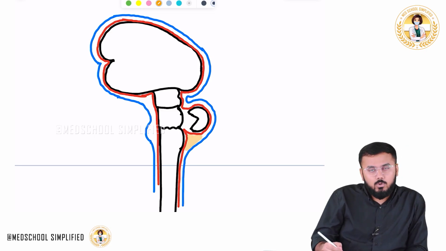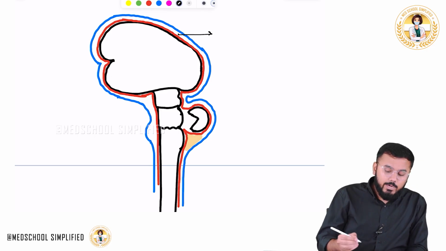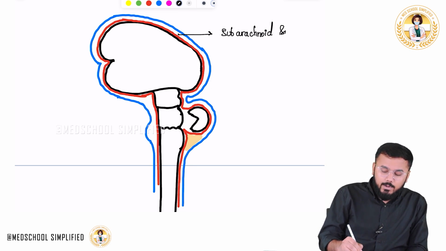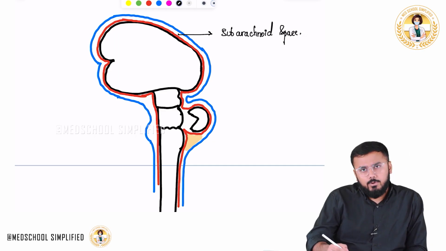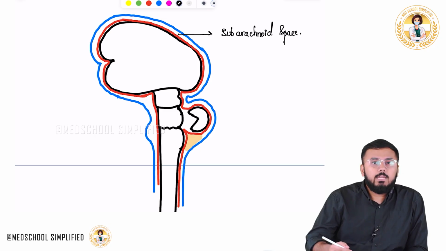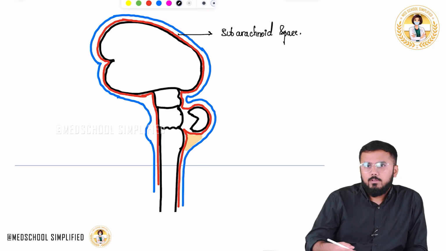This blue color layer is called the arachnoid membrane. Now just beneath this arachnoid membrane, you see this particular space. Can I call it the subarachnoid space? This is called the subarachnoid space. And one more important thing is that the subarachnoid space contains your CSF, right? And within the subarachnoid space there is an arterial system called the circle of Willis. The circle of Willis is literally floating within the subarachnoid space, right?